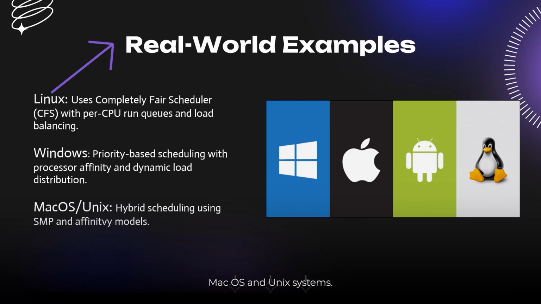Mac OS and Unix systems. Mac OS and Unix systems use a hybrid scheduling model. They combine symmetric multiprocessing (SMP) with affinity models, allowing the OS to efficiently manage multiprocessors while still maintaining flexibility and performance. Together, these examples show how operating systems take different approaches to achieve the same goal: balanced performance and efficient multitasking across multiple CPUs.